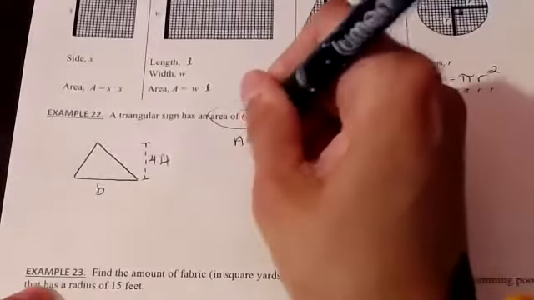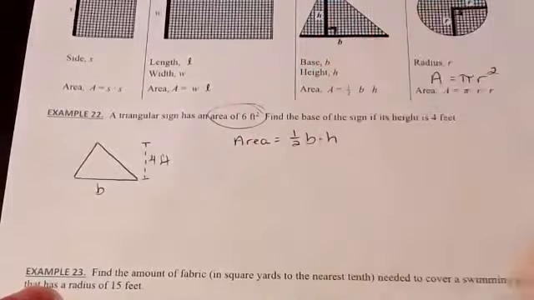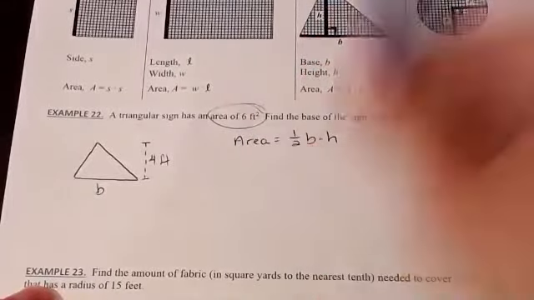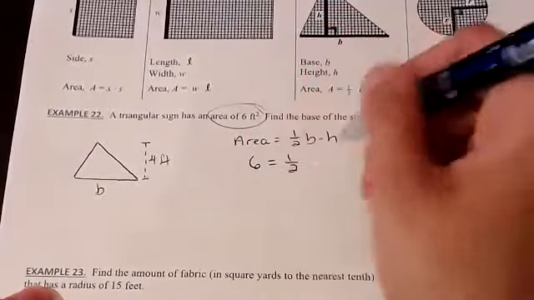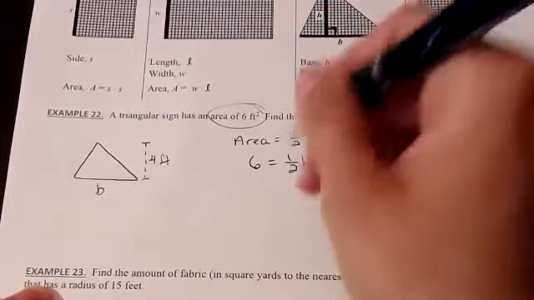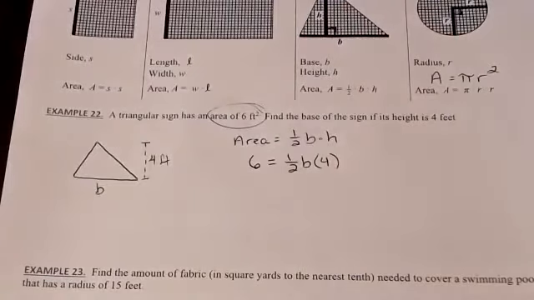So we start by noting that the area formula is half the base times the height. The area is 6, so we replace area with 6. We don't know the base, so we'll leave that be, but we do know the height is 4. There's a couple ways to solve this. I'm just going to show you how I would do this.